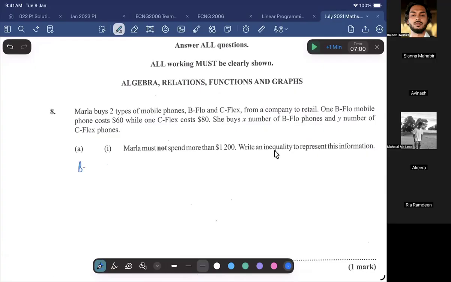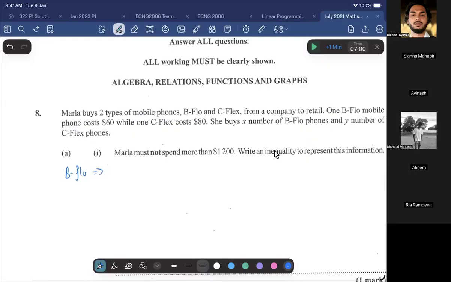$60. Right now it's scrappy because we're low on time. A B Flow costs $60. How about the C Flex? $80. What are we using to represent the number of B Flow phones? X. Right? So if you buy two B Flow phones, it will be 60 by 2. If you buy X B Flow phones, it'll be 60 by X.